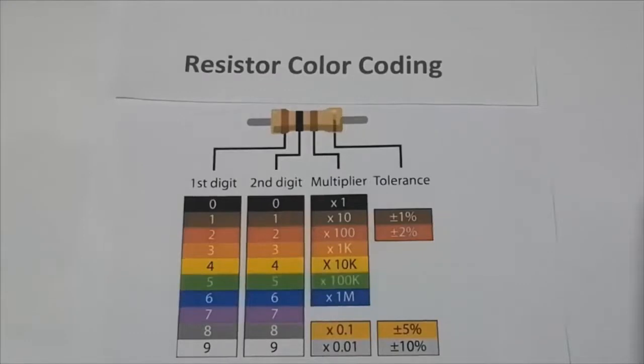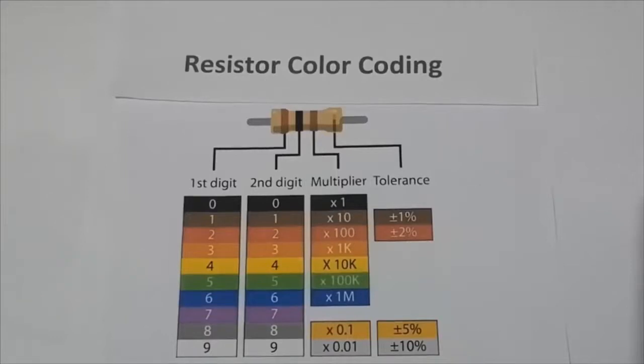Black is equivalent to 10 raised to the 0 power, or times 1. Brown is times 10, red is times 100, orange is times 1000, yellow is times 10,000, green is times 100,000, and blue is times 1 million. Gold is times 0.1 and silver is times 0.01. The fourth color band is for tolerance, that uses 4 color bands. Brown is plus minus 1%, red is plus minus 2%, gold is plus minus 5%, and silver plus minus 10%.